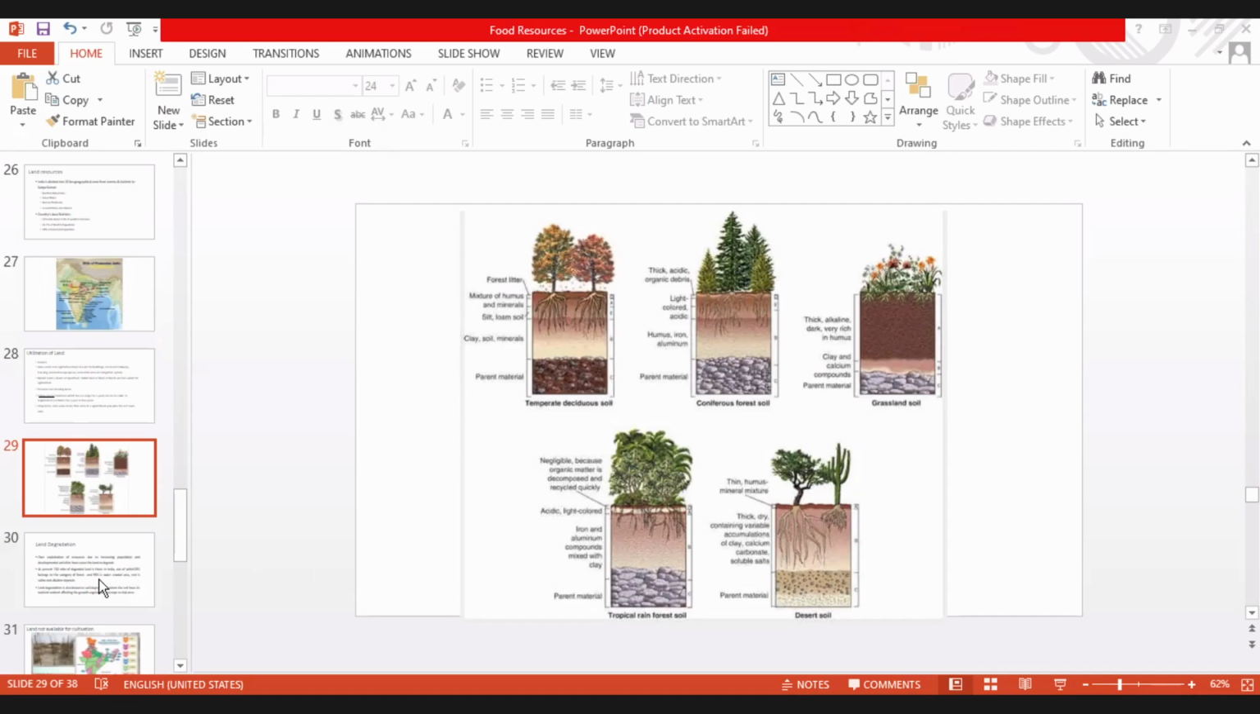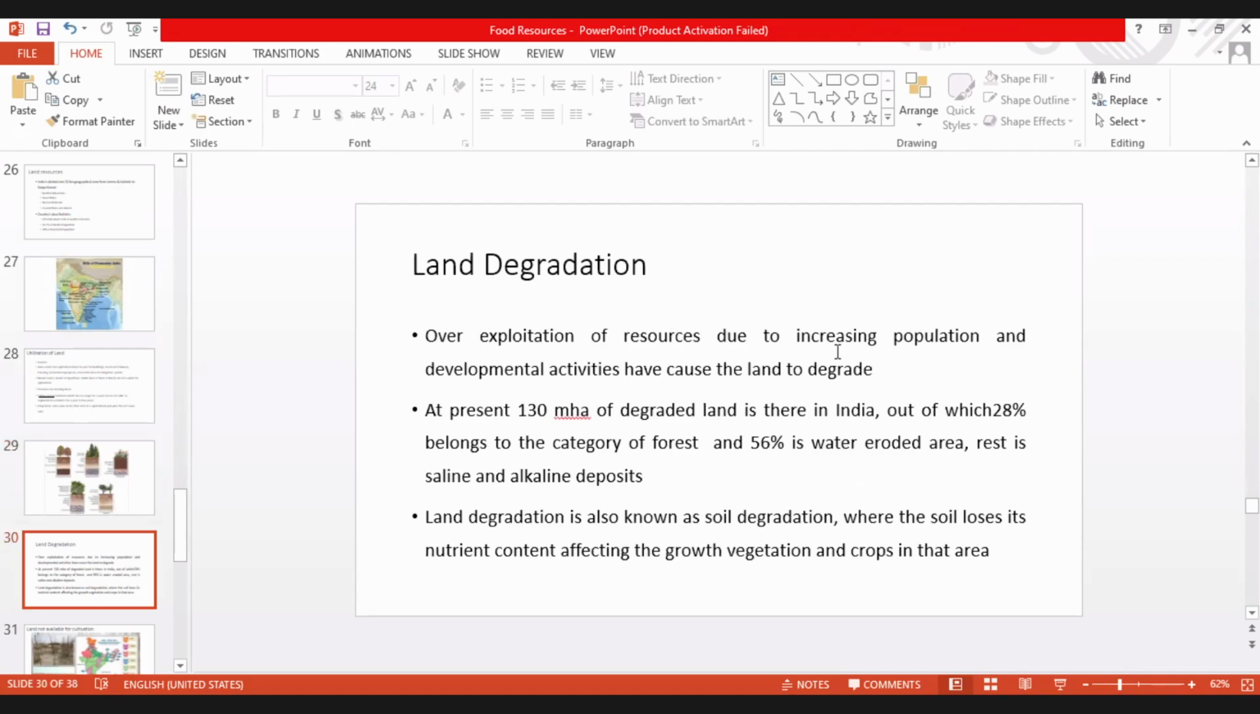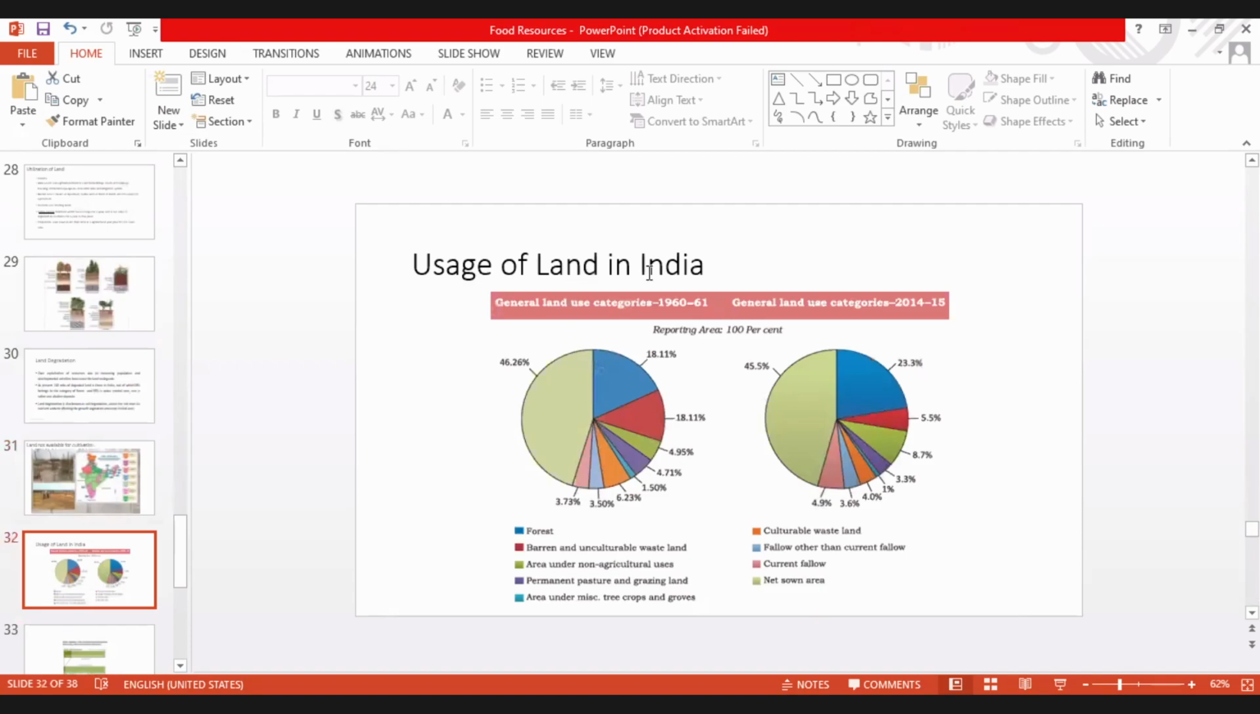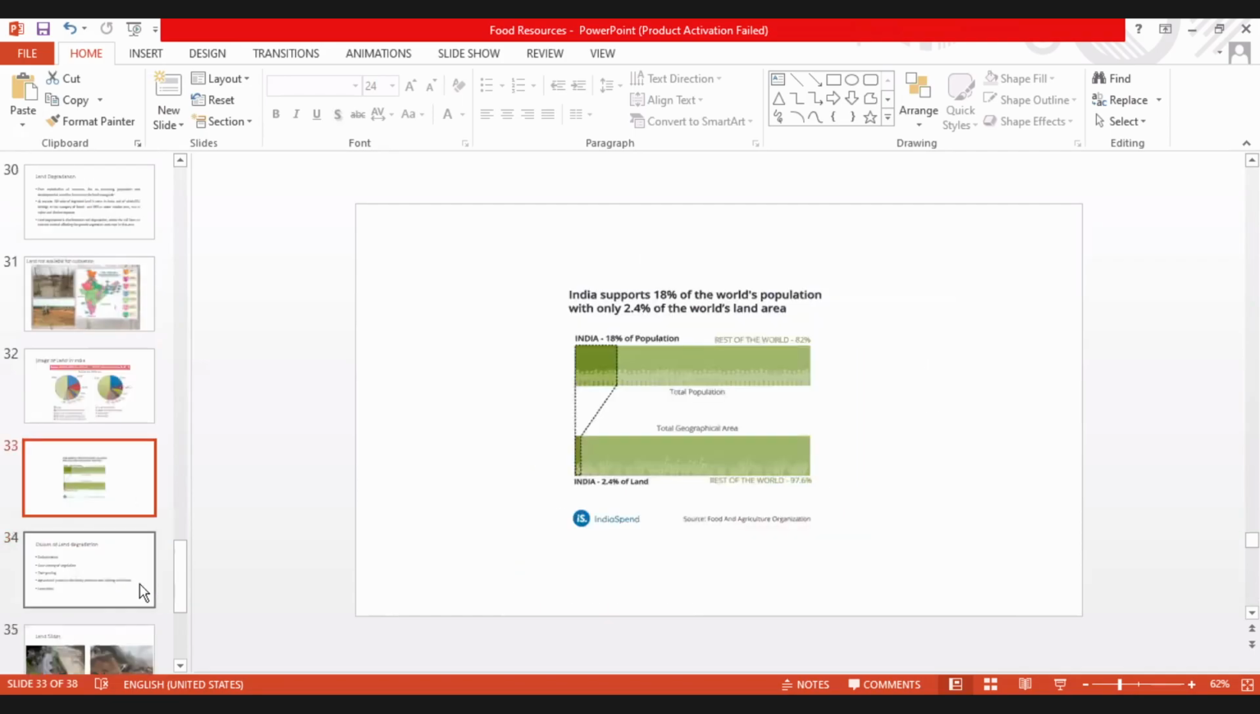Land degradation: we have talked about overexploitation of resources. Then we covered the statistics. Usage of land in India: how much was it in 1916? Forest area was 46.26% and in 2014-15 it was 45.5%. When we look at the land area, we realize that a large chunk of land is getting deforested or is used in a different way. One has to look at it in that way.